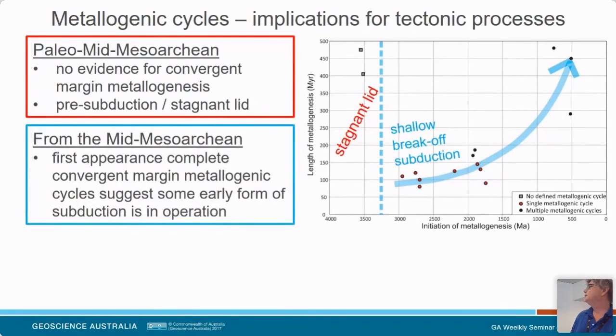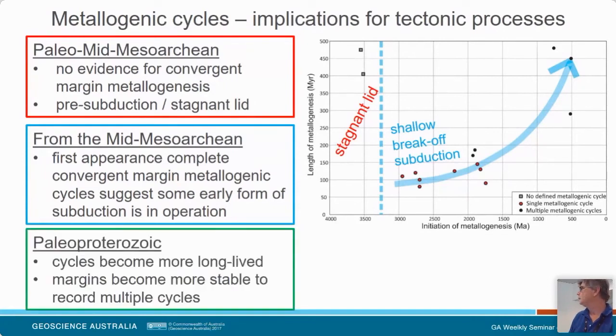From the mid-Mesoarchean to perhaps the Paleo-Proterozoic, we see the first complete convergent margin metallogenic cycles, and we think that's consistent with some sort of subduction. We're going to talk about shallow breakoff subduction in that case. Shallow breakoff is where the subducting plate actually breaks off and just falls down into the mantle. So you actually have a change in the driving mechanism of the system. In the Paleo-Proterozoic, the cycles become longer lived, and the margins become more stable and start to record multiple events, multiple cycles.